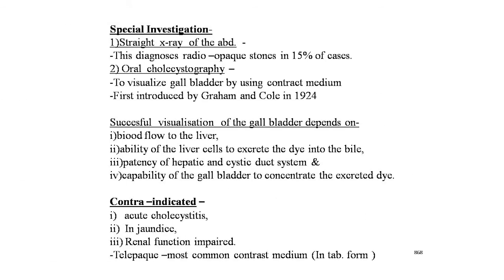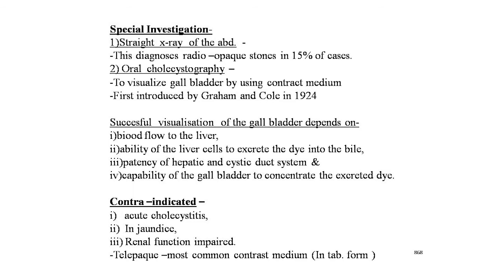Another investigation is the straight X-ray of the abdomen. These diagnose radio-opaque stones in 15% of cases. Oral cholecystography, to visualize the gallbladder by using contrast medium, was first introduced by Graham and Cole in 1924.